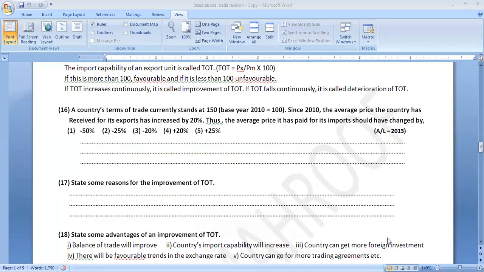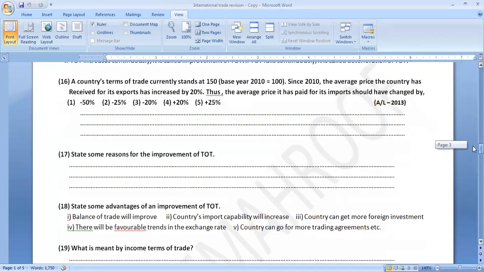So we have discussed the reasons for improvement of TOT. Reasons for deterioration of TOT, I didn't mention, because all the reasons we have written for improvement, their opposite will be the reasons for the deterioration. Right? So you all try like that. If you have any problem later, you can ask me. So you can easily write that.